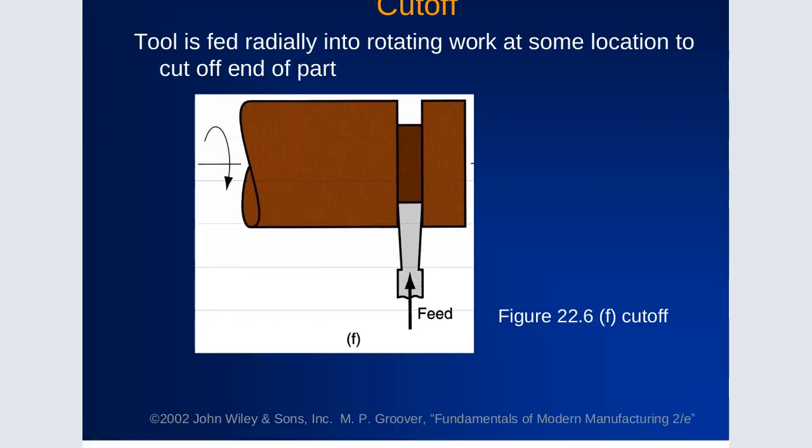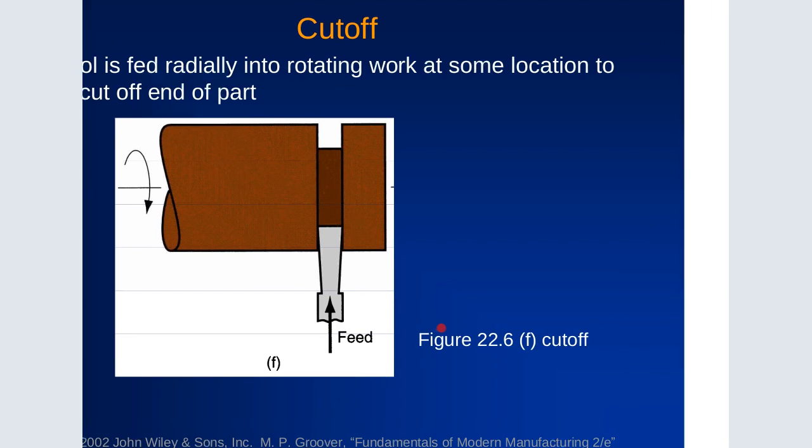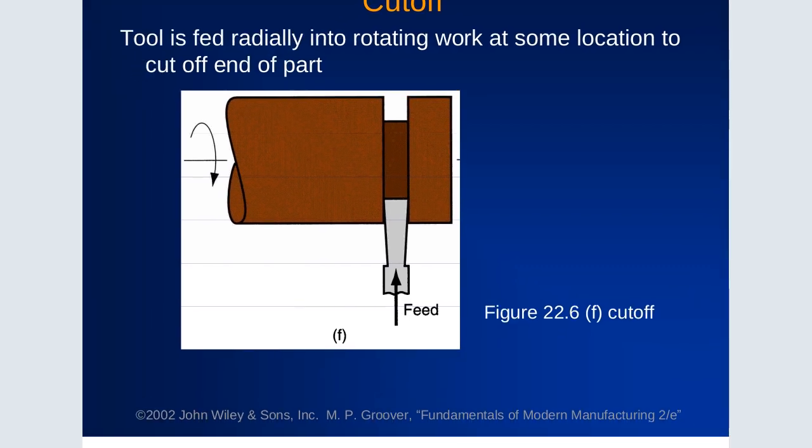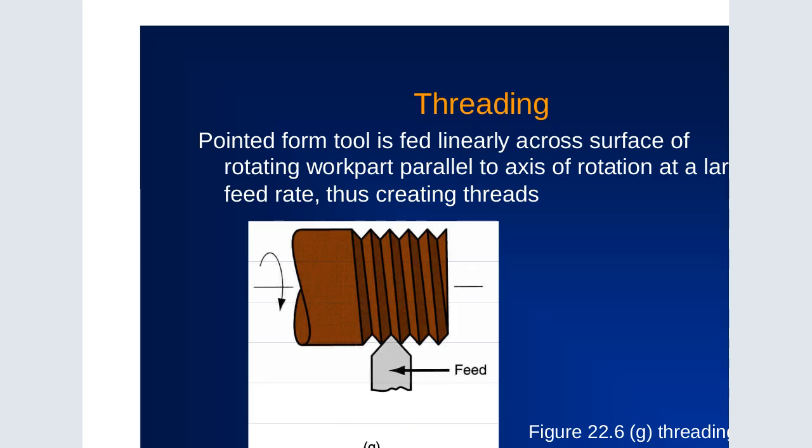Then cut off. Now cut off, what is this? Now you can see a feed. It is digging deep. The work is rotating as the cut off is cutting at a given depth. So the tool is fed radially into the rotating work at some location to cut off the end part of the edge.